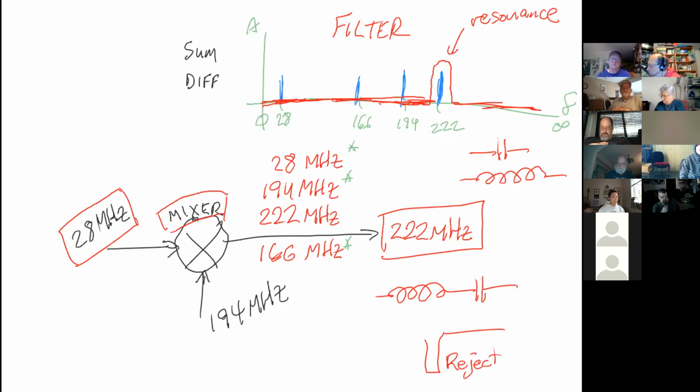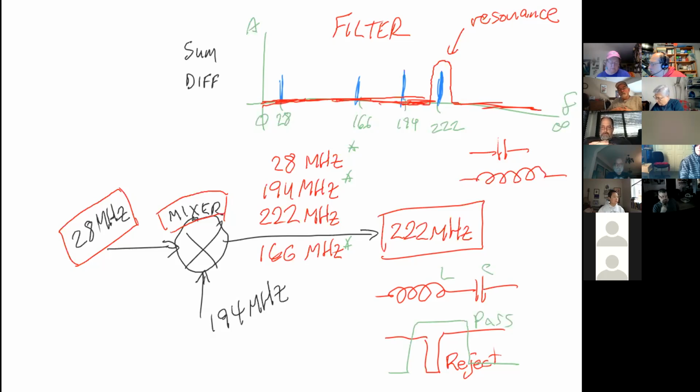This is a band pass filter. So by choosing our capacitors and our inductors, that allows us to pick a frequency. And by aligning them in a certain order, that allows us to determine what that device actually does, whether it's a band pass or a band reject.